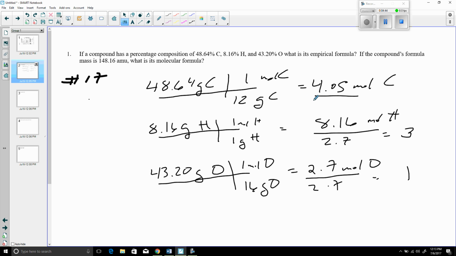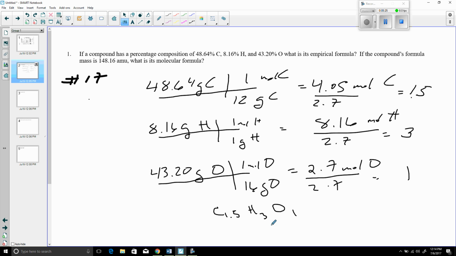And if I divide the carbon by 2.7, I'm probably going to get a fraction. Obviously, that's going to be the case. 4.05 divided by 2.7, and we get 1.5. That's a fraction. That makes things a little more complicated, but not too tough. So our ratio of carbon to hydrogen to oxygen is 1.5 to 3 to 1. All right, so what does that mean? We have carbon 1.5, hydrogen 3, oxygen 1.